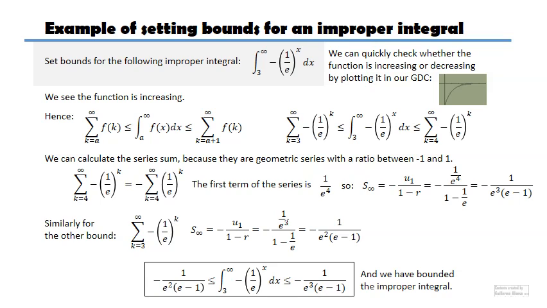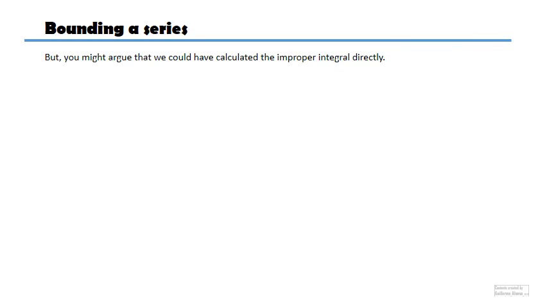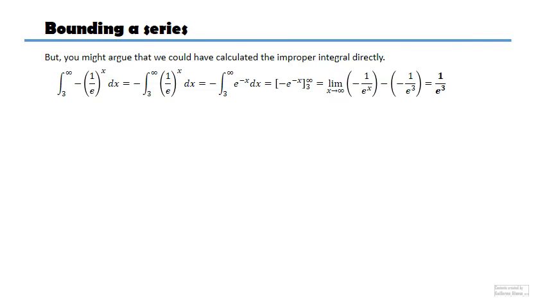So what's the point of doing this? I mean, I could have just calculated the improper integral directly: 1 over e to the power of 3. Why do I need to do that? Is it really going to be that useful? Here's the answer. Maybe not so much.